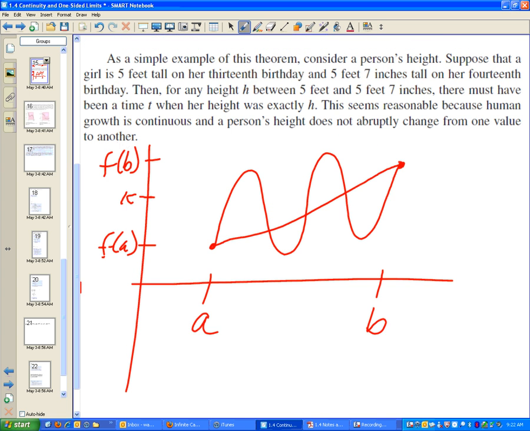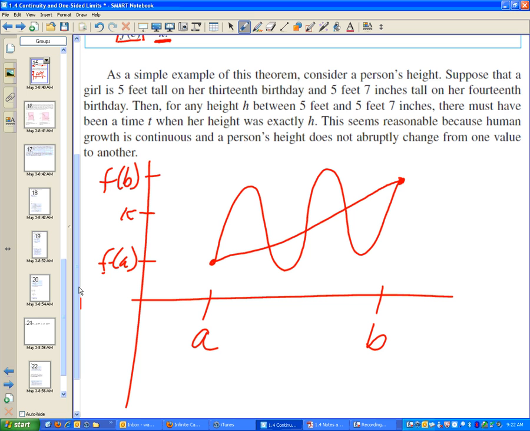And I kind of like their little example here. It's fairly simple. All right, so suppose that a girl is 5 feet tall on her 13th birthday and 5 feet 7 inches tall on her 14th birthday. Wow, she had a hard time staying in clothes. Then for any height h between 5 feet and 5 feet 7 inches, there must have been a time t when her height was exactly h. Right? You don't just skip instantaneously. She came close. That's about as close as you can get. But you can't just skip from 5 feet to 5 feet 7. You cannot skip any of the heights in between. It's impossible because growth is a continuous function. Okay? Make sense?